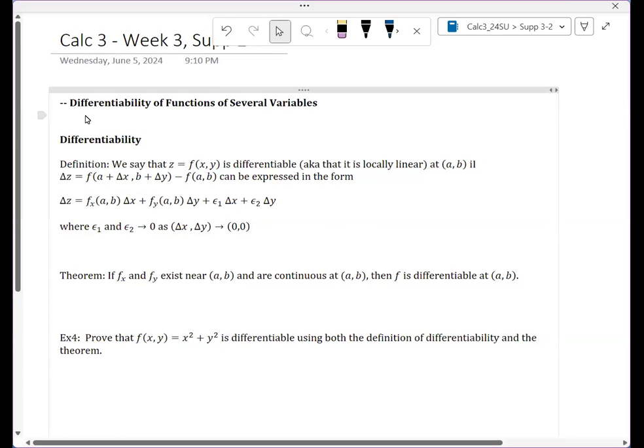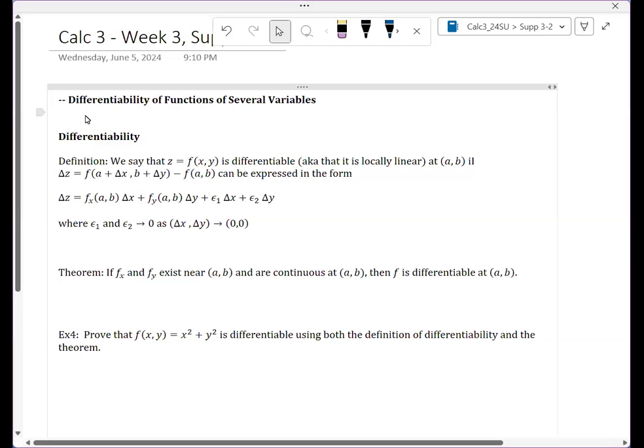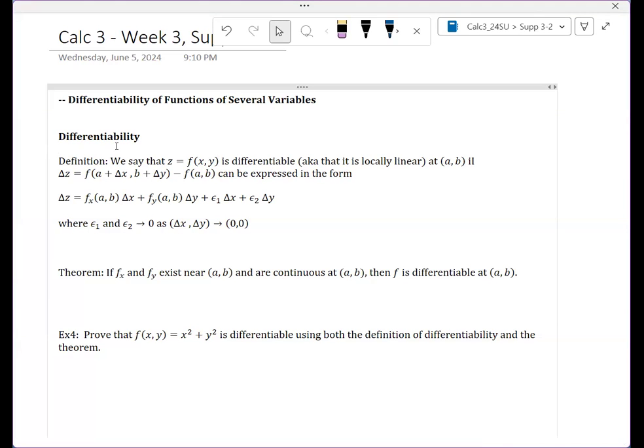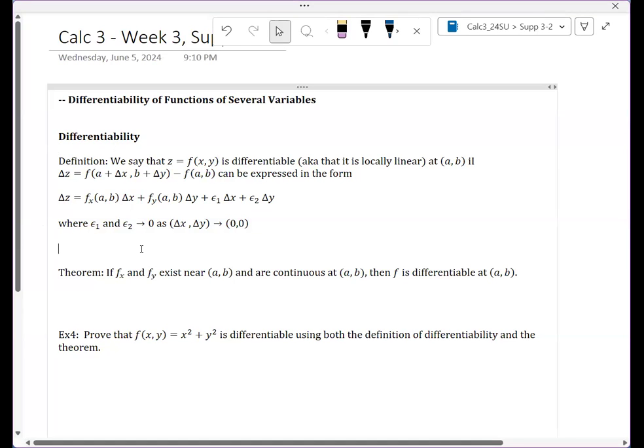Hey everybody. This is supplement 2 for week 3. We're just covering one minor topic that we didn't quite get through in Wednesday's class, differentiability of functions of several variables. Looking at this definition of differentiability, which is also closely related to the idea of local linearity.